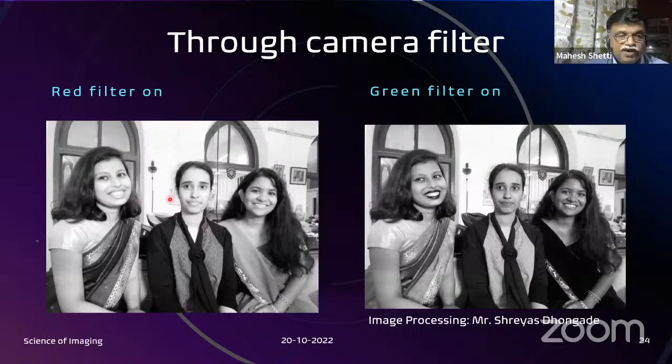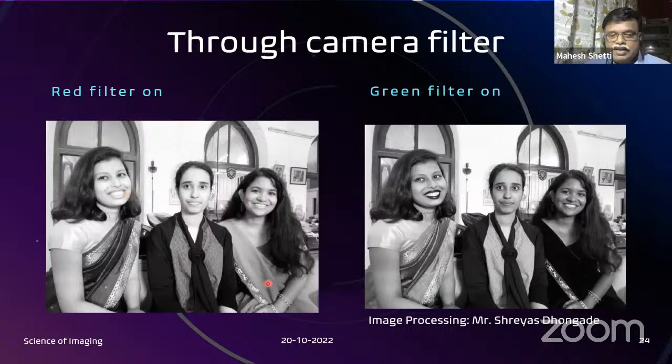What do you observe over here? Look at the difference between the two. For example, look at the first girl. You can clearly make out the lipstick here is quite dark. The green filter is on. In the red filter, the image is very bright, indicating that the lipstick must be of red color.